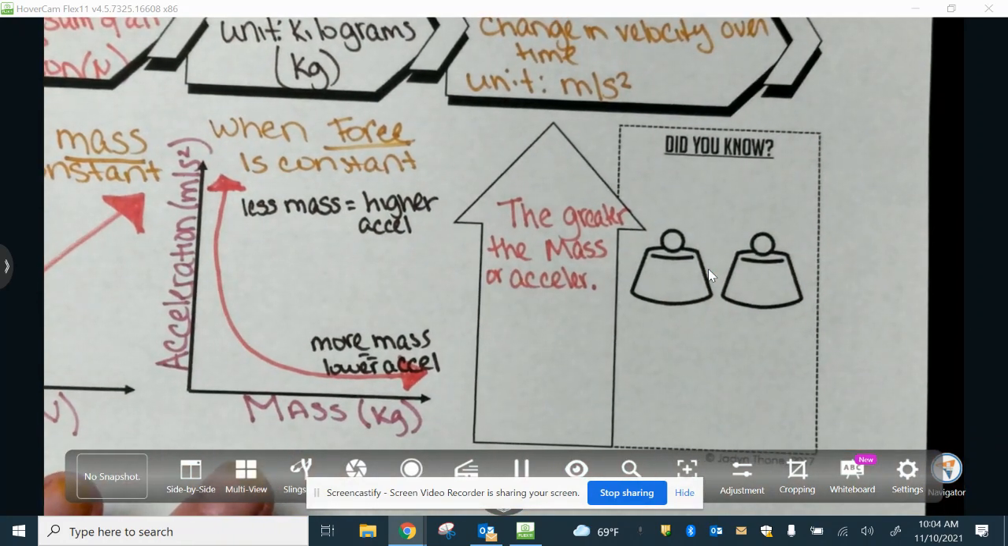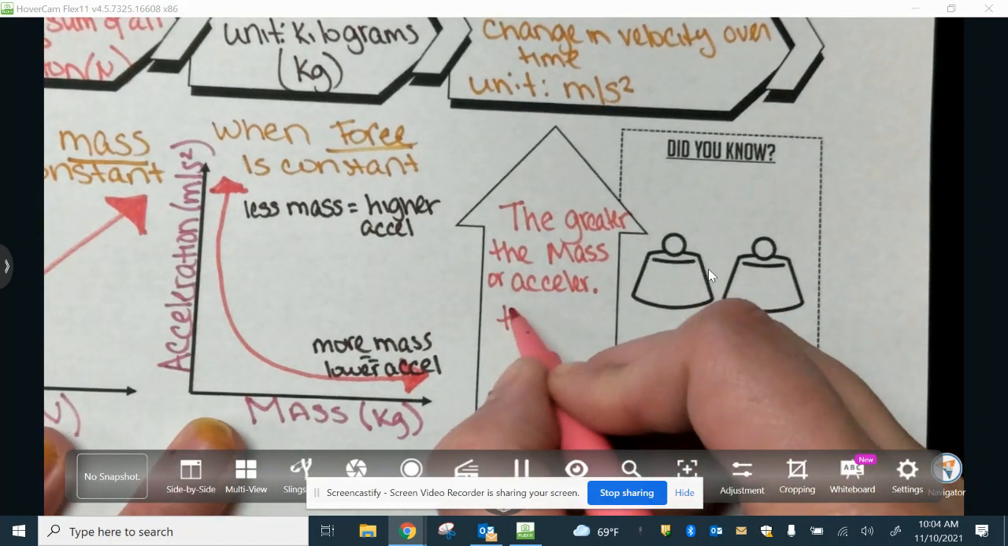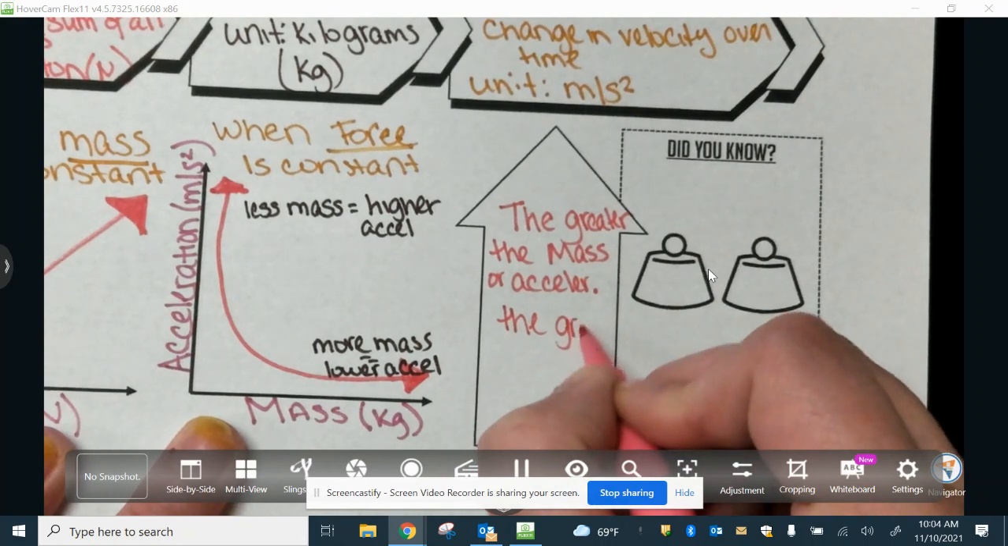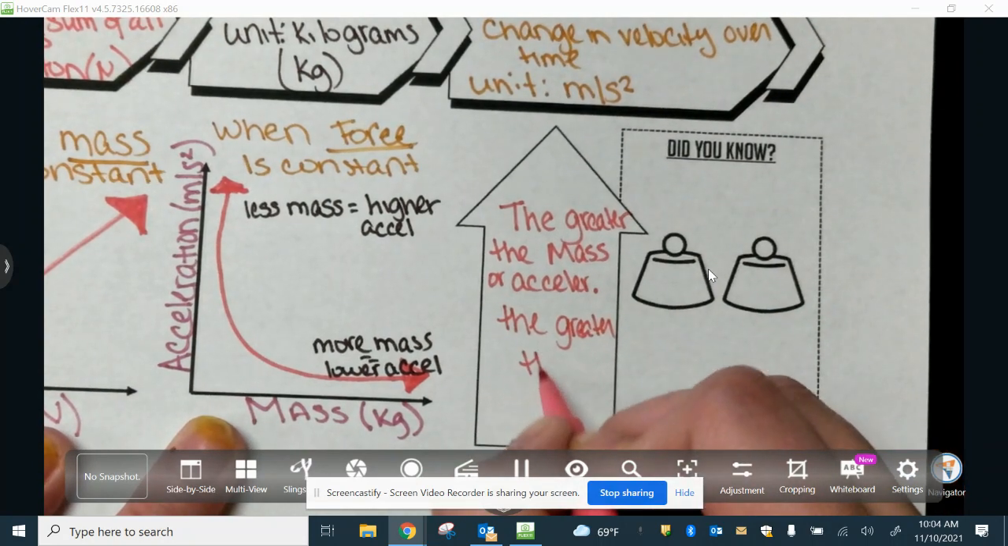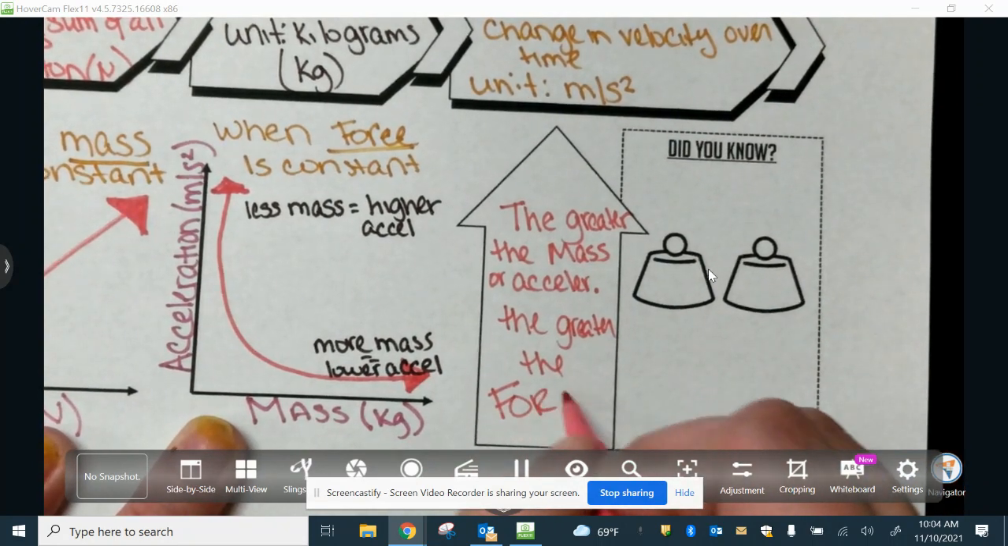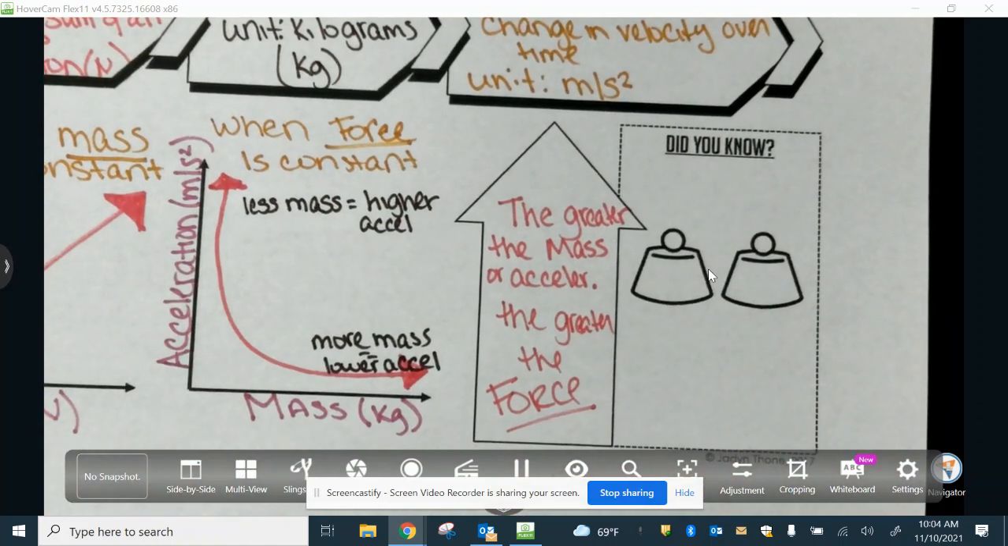Okay, all right, remember, the greater the mass or the acceleration, the greater the force. And now we can also use those Star Wars jokes like, "Oh, may the force be with you."